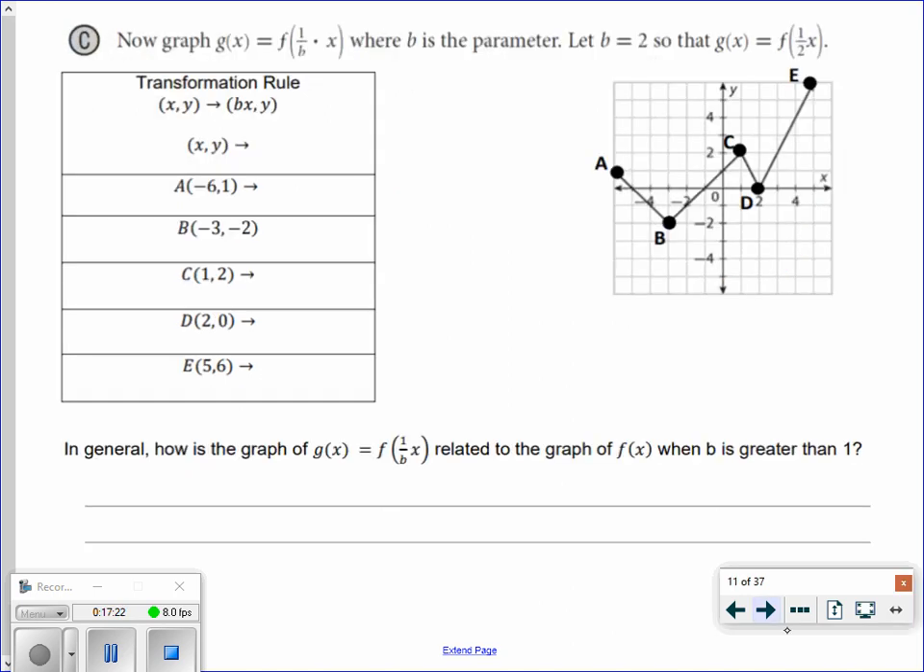So we're going to keep going. Now we're going to graph g of x equals f of 1 over b times x, where b is the parameter. And we're going to let b equal 2. So g of x equals f of 1/2 x. Like I said earlier in the video, when it comes to f of x, especially the b's and the x's, everything inside the parentheses is always going to act different than you expect. It's going to be a little weird. So here, we have a b value of 2, and that gives us f of 1/2 x.